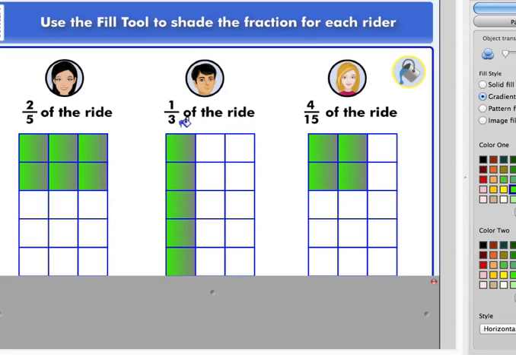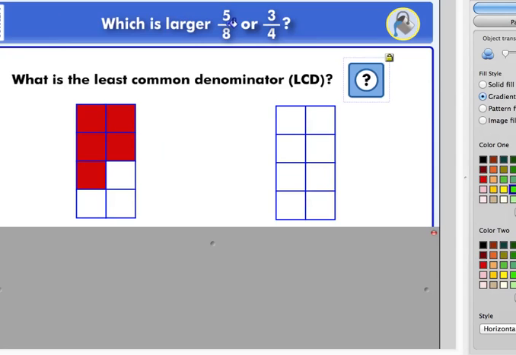We looked at 1/3 as in how many 15ths is 1/3? How many 15ths is 2/5? And when we made equivalent fractions like that and used this picture grid, it helped us solve the problem. Here's another example where we could possibly use a grid or some type of a fraction stick. Which is larger, 5/8 or 3/4?